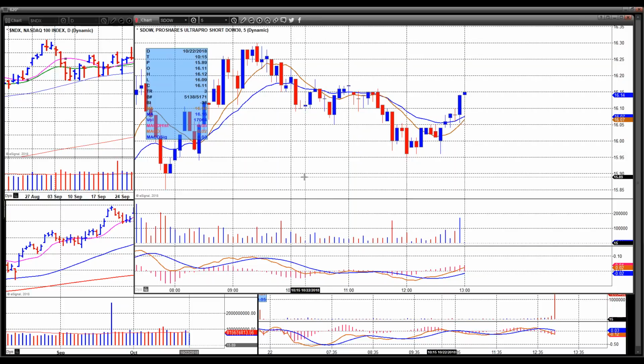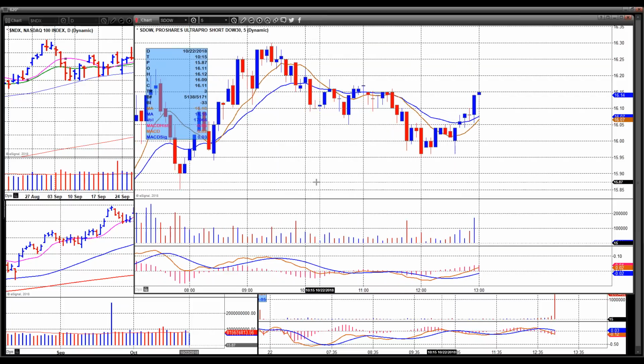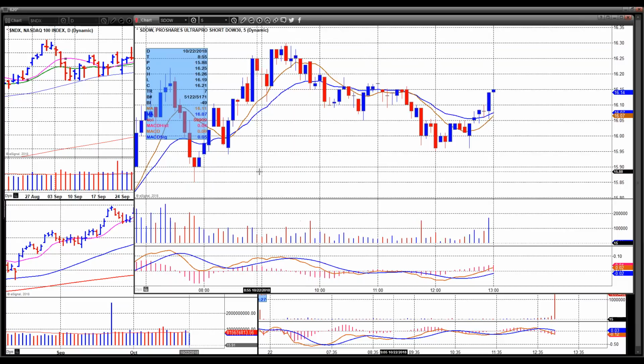And I started using this about a year or so ago, maybe longer, with the UVXY, which worked pretty well. And also now I use it with the SDOW, which is the 3X ProShares UltraPro Short Dow ETF, and the SQQQ.